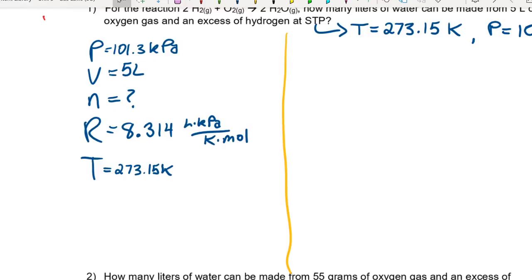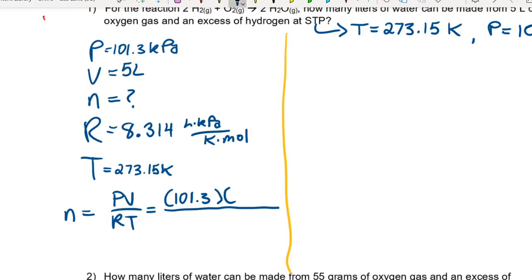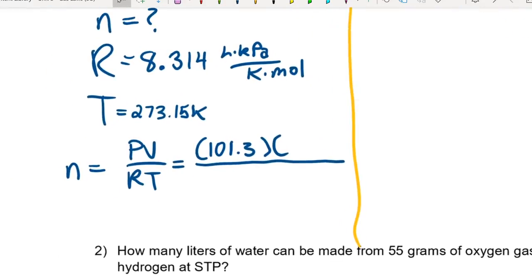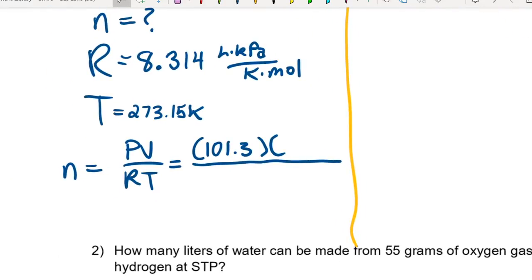So then we're solving for n. What is the ideal gas law for solving for n? PV equals nRT, so n equals PV over RT. So that equals 101.3. I'm not going to put units in here just for space. We know they're in there. We know they cancel, right? What's our volume? 5 liters. R is 8.314.